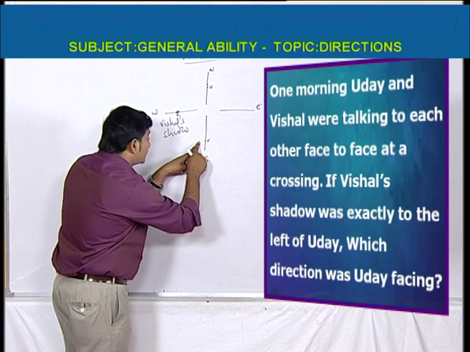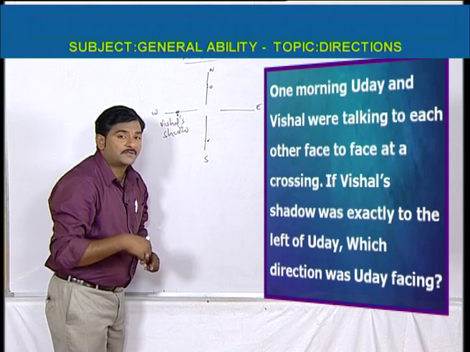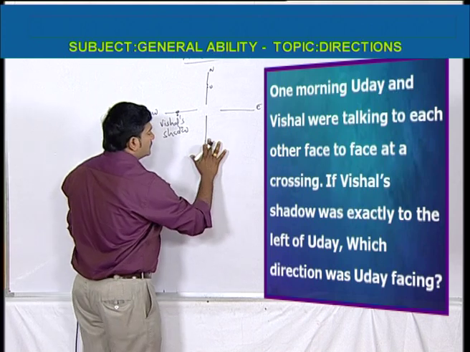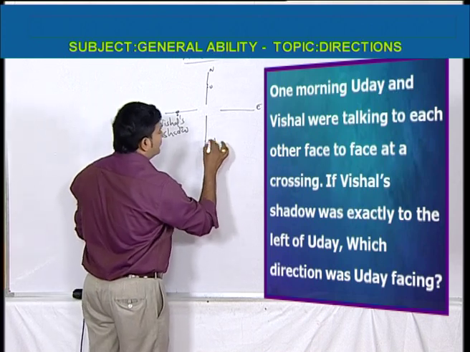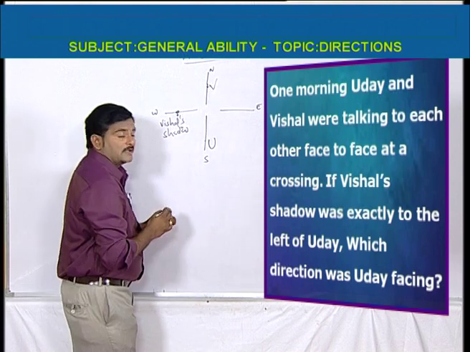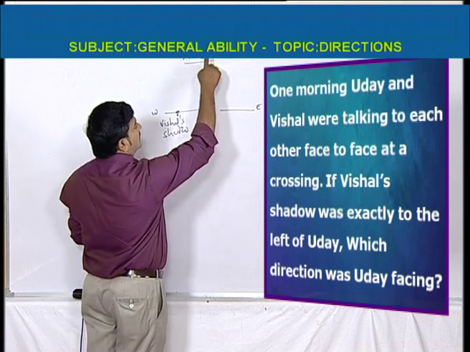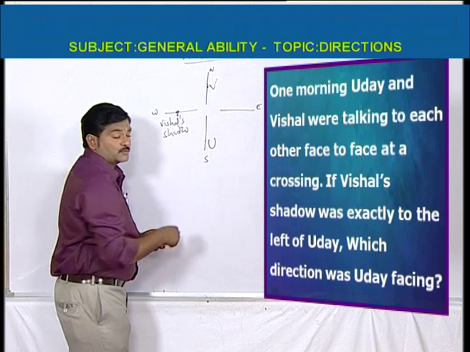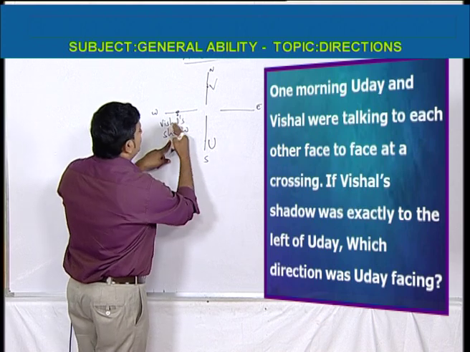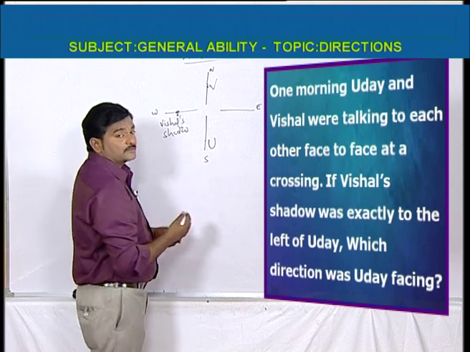Vishal's shadow is to the left of Vishal, but in the question, Vishal's shadow must be to the left of Uday. That's why this space must be for Uday and this must be for Vishal. Now observe here, Uday is facing towards north and Vishal is facing towards south. So Vishal's shadow is to the left of Uday. It's very clear. Now the question is what?